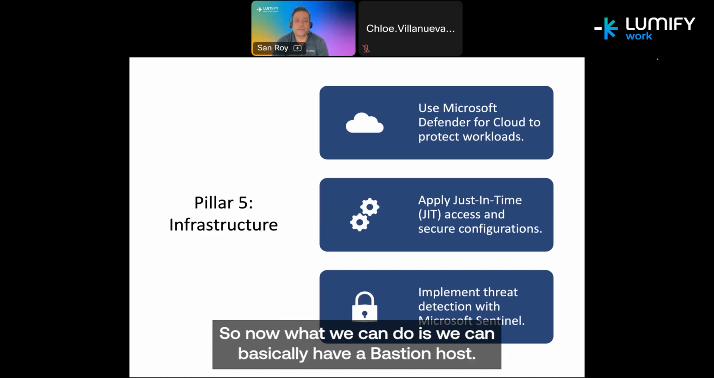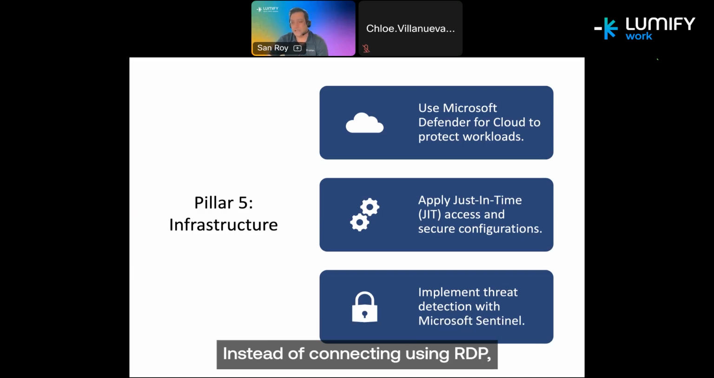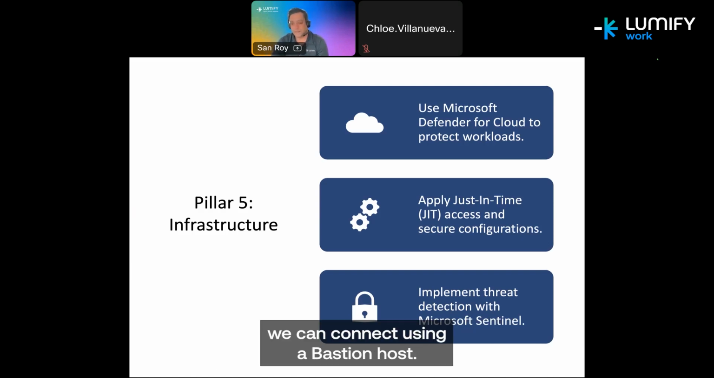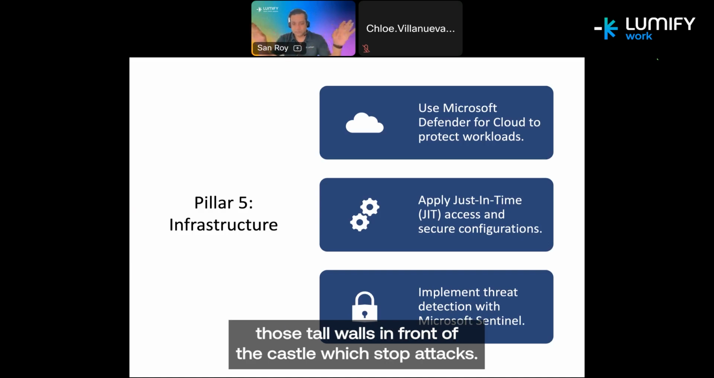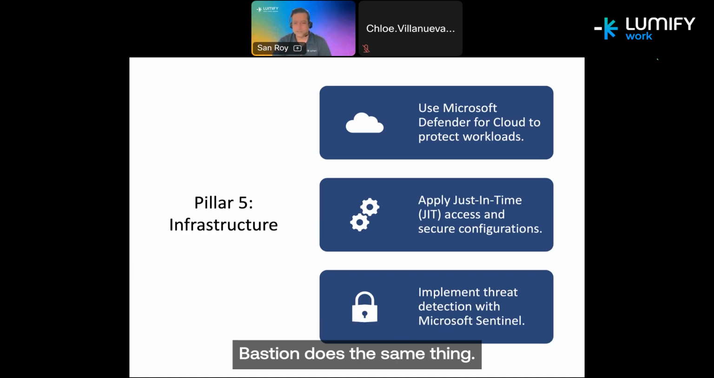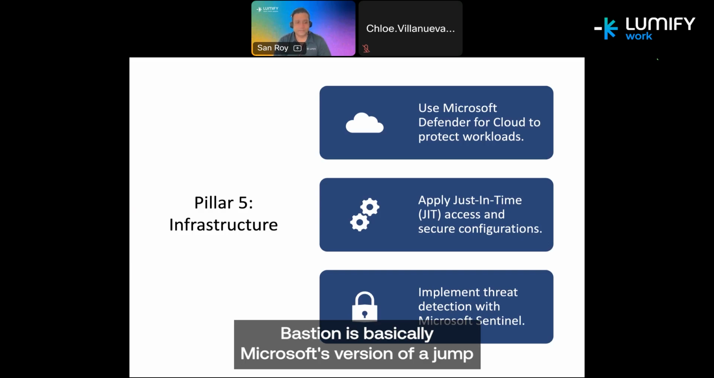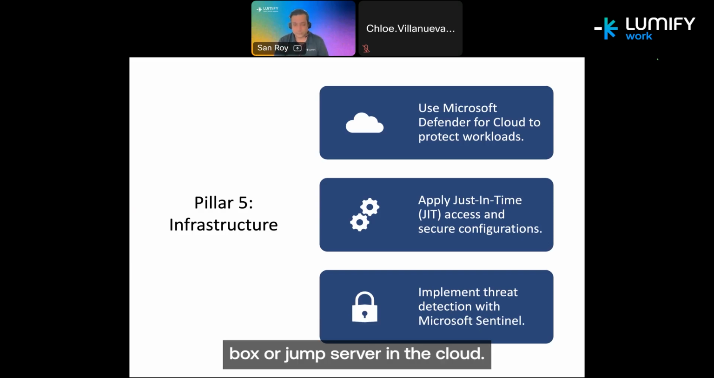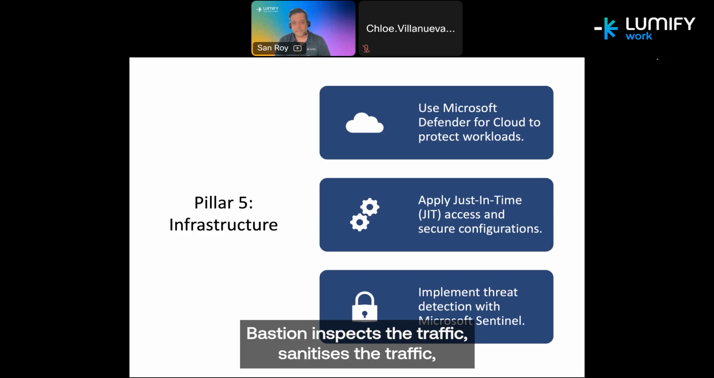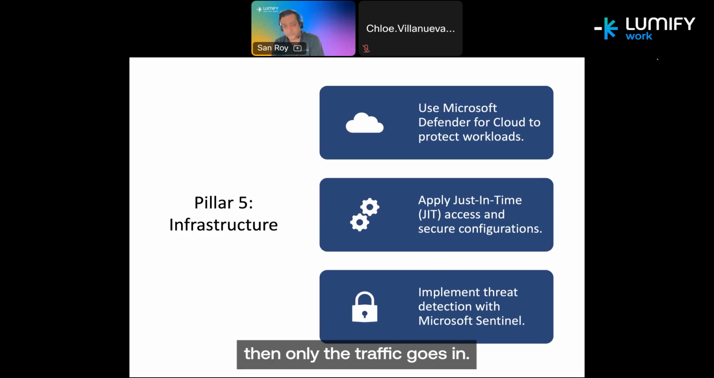So now what we can do is we can basically have a Bastion host. Instead of connecting using RDP directly, we can connect using a Bastion host. As the name suggests, Bastion, like those tall walls in front of the castle which stop attacks. Bastion does the same thing. Bastion is basically Microsoft's version of a jump box or jump server in the cloud. The request goes to the Bastion. Bastion inspects the traffic, sanitizes the traffic, and only then does the traffic go in.